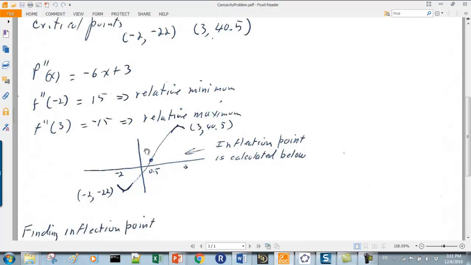So at this stage, I would not have this yet. So maybe I shouldn't have drawn this yet. This would be blank.